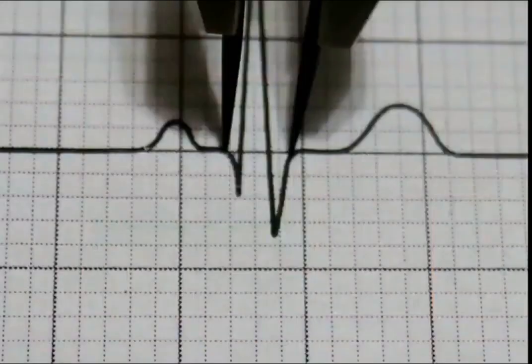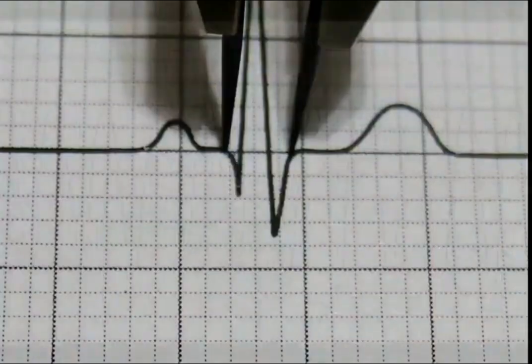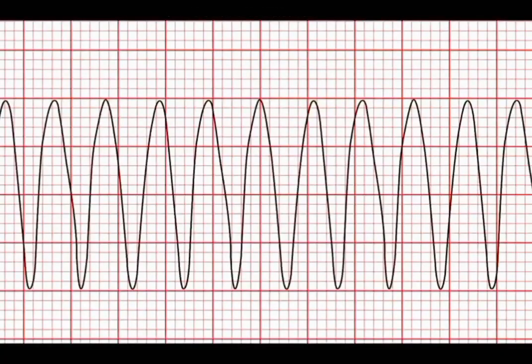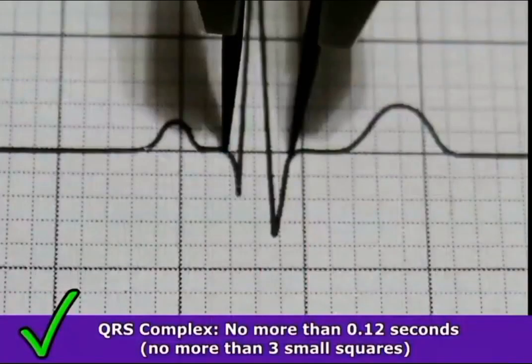Next, look at the QRS complex. It should be behind every P wave, and it should look like this. It shouldn't be very wide or narrow. Here we have VTAC. Notice how wide that QRS complex is. Whenever you measure it, it should be no more than 0.12 seconds, and you want to start measuring at the Q wave to the end of the S wave.